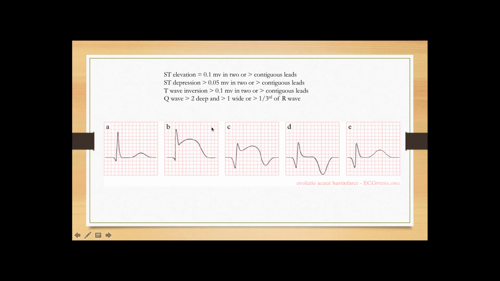Depression is going to be where there is more than half a box depression in two or more leads. T wave inversion is going to be again more than 0.1 millivolt, or one small box inversion, in two or more contiguous leads. And then Q wave is basically two boxes deep and one box wide. Just keep that in mind, simple to remember, two boxes deep and one box wide. Or another more complex way to memorize it would be 1/3 of the R wave. So whenever you see a Q wave right here, for example this is a nice Q wave, this shows usually infarction longer than 48 hours.